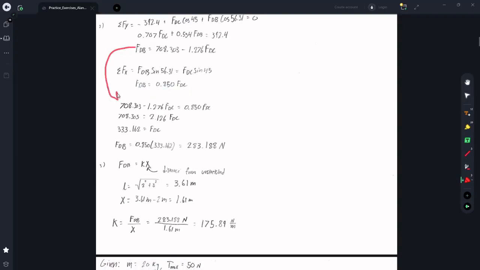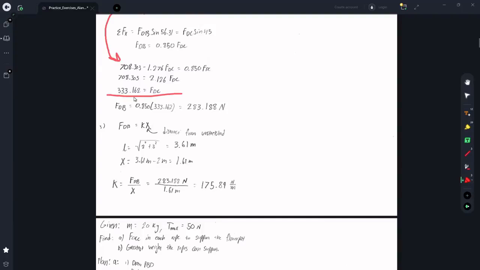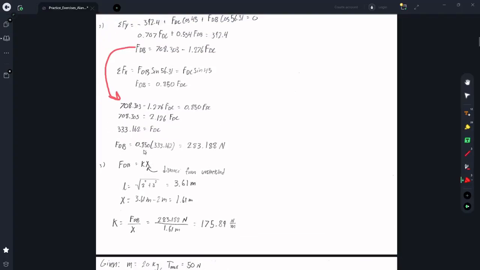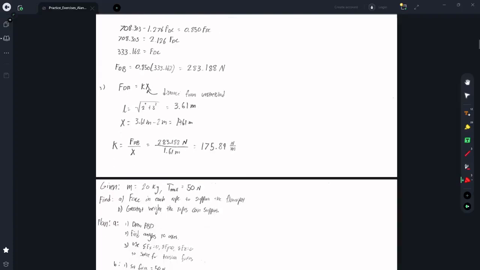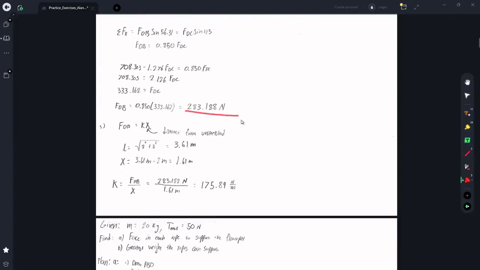Now I can solve the system of equations by plugging in FDB from this equation into this equation. I get an expression with only FDC, so I can solve for FDC, which was around 333 newtons. Then I plug that into the equation that I found here, and I can solve for FDB, which has our spring. So the force in the spring is 283.188 newtons.